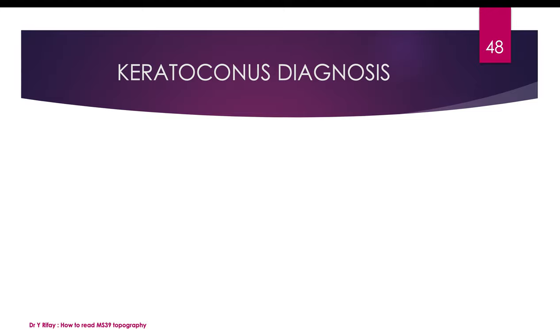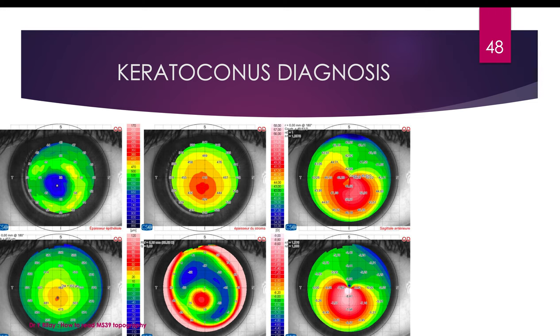So in summary, the keratoconus diagnosis is based on some information. The first information is the axial map, which will show some typical shapes, abnormal shapes, asymmetries, racks, butterfly. So it will have some special shapes, or asymmetric bow tie with snowman, or other things like this.